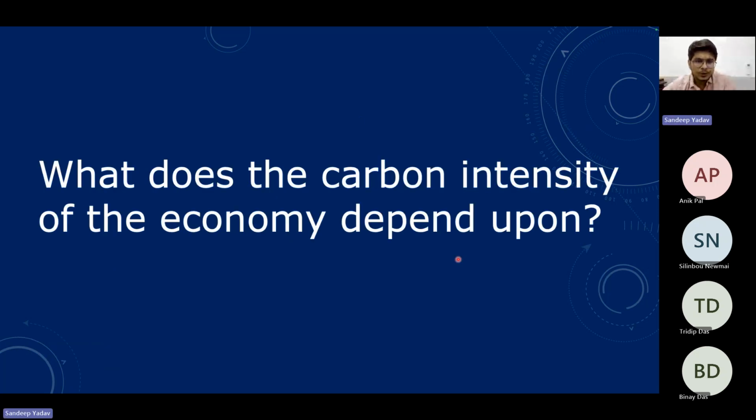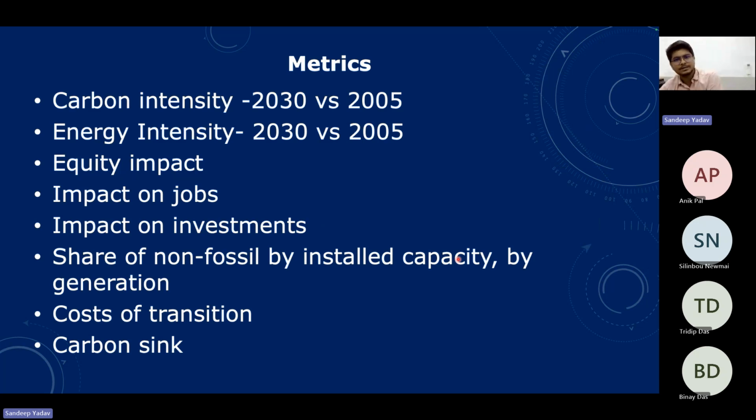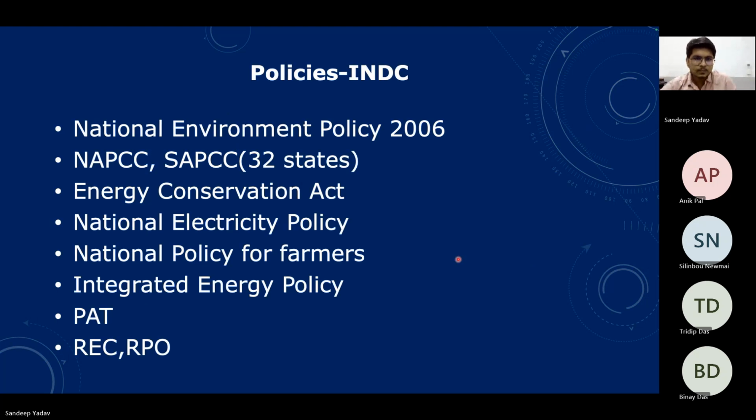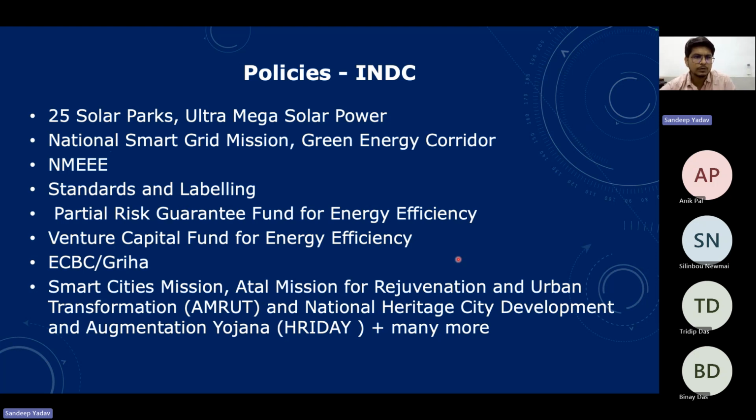Now, what does the carbon intensity of the economy depend upon? In the carbon intensity studies, there are metrics such as the carbon intensity of 2030 versus 2005, the energy intensity of 2030 versus 2005, and the equity impact on jobs, cost of transition, carbon sinks, etc. Several policies are mentioned here, and you can go through them if you want. These include 25 solar parks, ECVC, greenhouse, and building energy codes, how to make efficient buildings that consume less energy, and efficient homes.